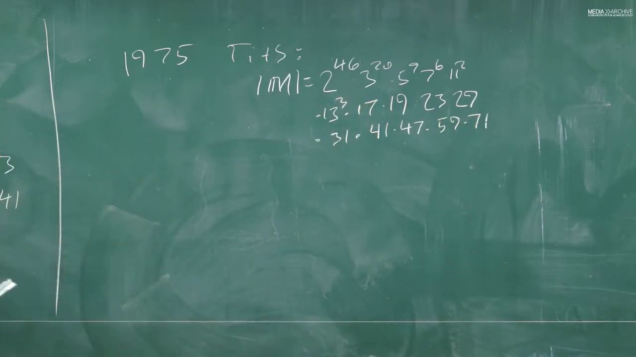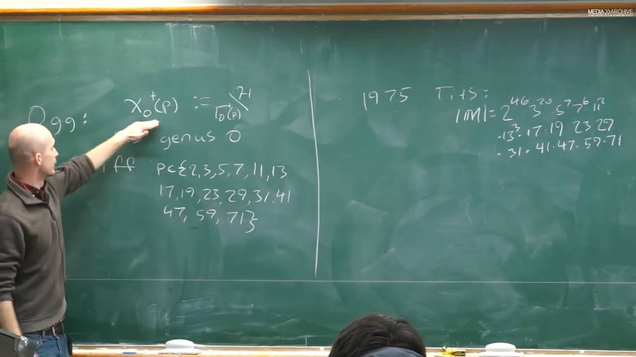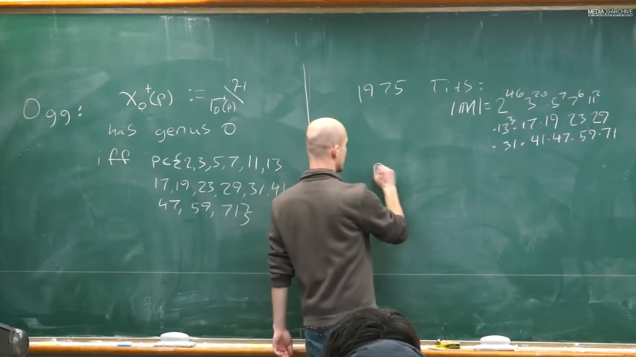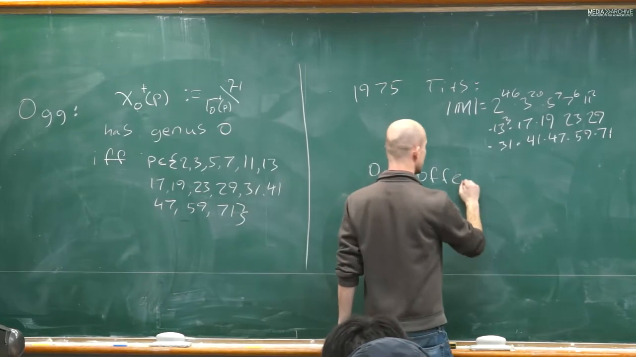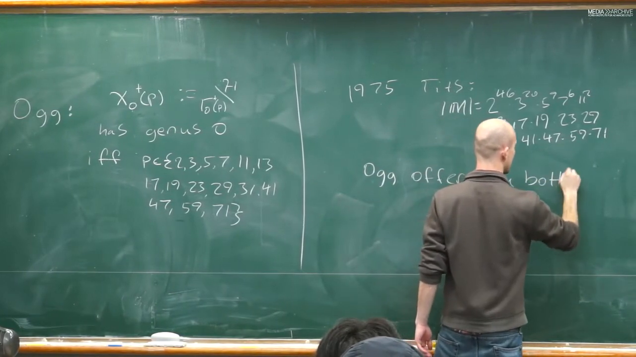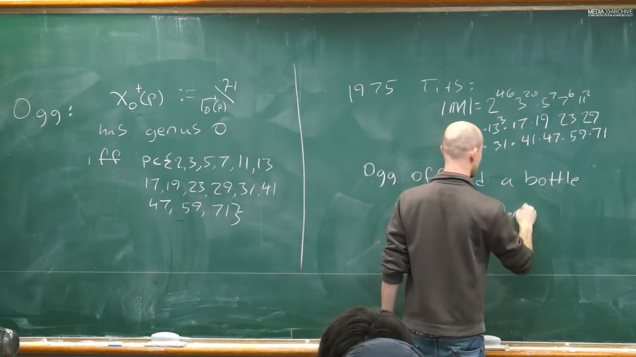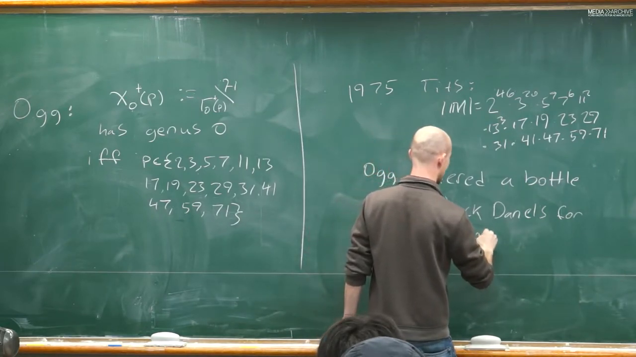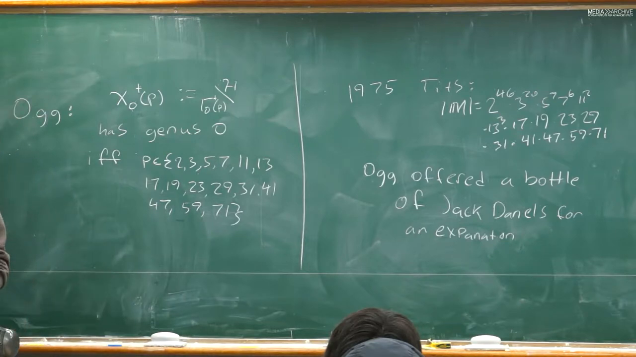Okay. So he saw the order of this group and was very fascinated by it because he noticed that the list of primes inside this factorization were exactly the list of primes that give the genus zero modular curves here. Okay, and so Ogg found this association very, very interesting, and he offered a bottle of Jack Daniel's whiskey to anyone that could explain it. Okay, so that's the first hint of moonshine, of what would become monstrous moonshine.